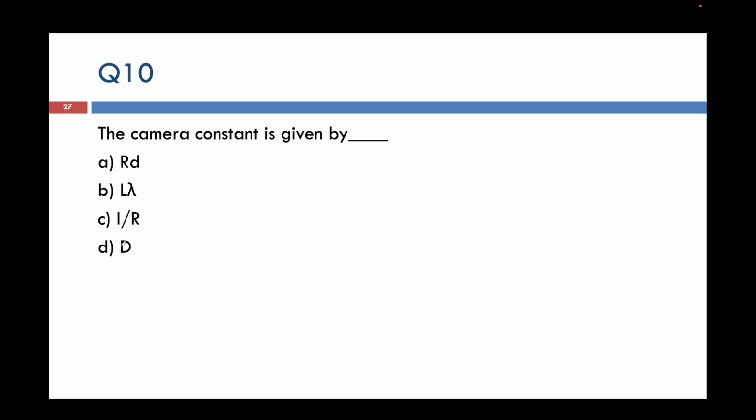Okay, the camera constant is given by, option E, L lambda. So the formula is R d equals L lambda. L is called the camera length.